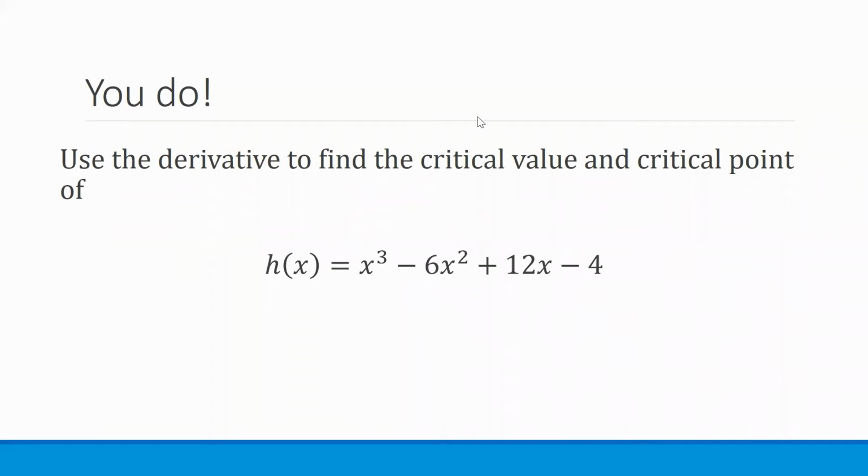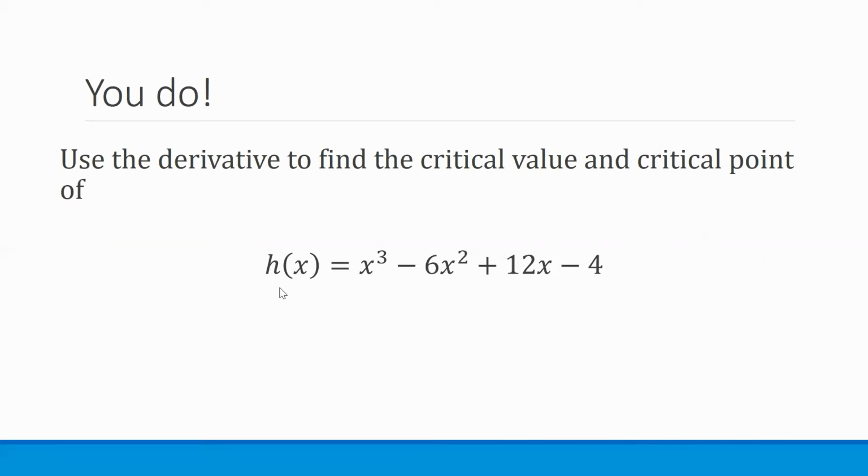I hope you did this problem before you started this video. If you haven't done this problem, push pause and try it on your own. Our goal is to use the derivative to find the critical value and the critical point, or critical values and critical points, of h of x.